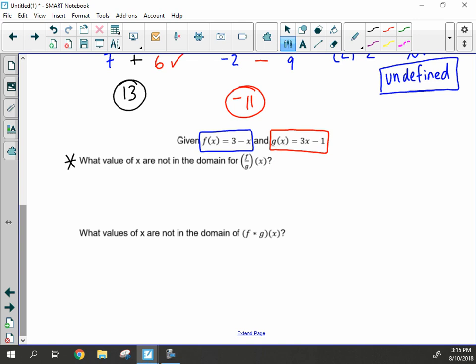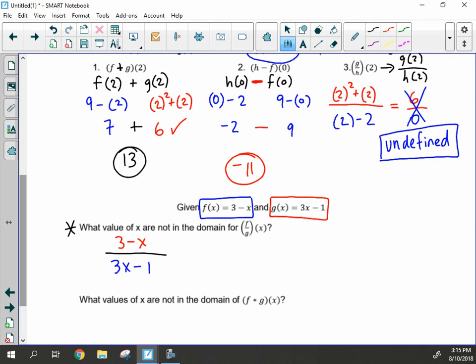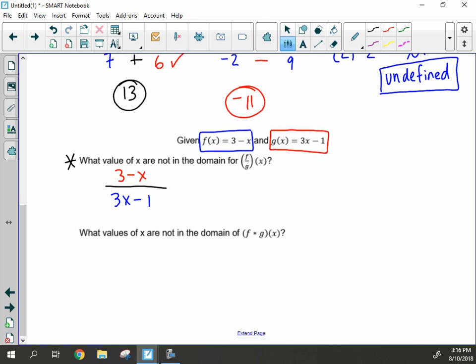So what we're going to do here is first set up the problem. They want the f problem on top, so 3 minus x. They want the g problem on the bottom, so 3x minus 1. And you saw up in this problem, up on the top right here, that the bottom of a fraction cannot be 0. That causes problems in the calculator. So if they're asking us what are the bad numbers that make that happen, we can only find it if we have a fraction with an x on the bottom. So this is the part that's going to mess everything up.